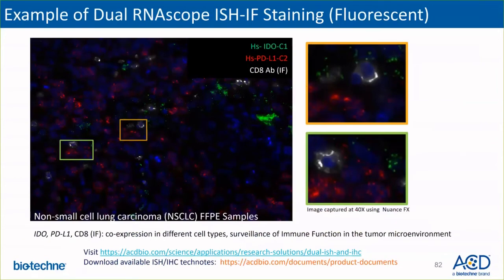Here is an example of dual RNAscope assay with two markers followed by immunofluorescence staining. RNAscope markers are shown in green and red, while antibody staining is shown in white for Sci-Fi using the Multiplex Fluorescent V2 assay.